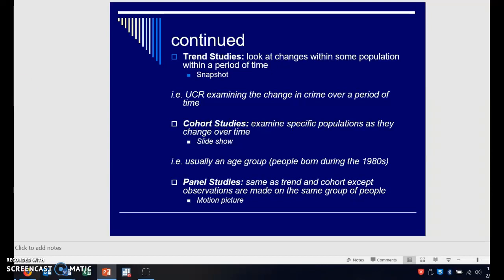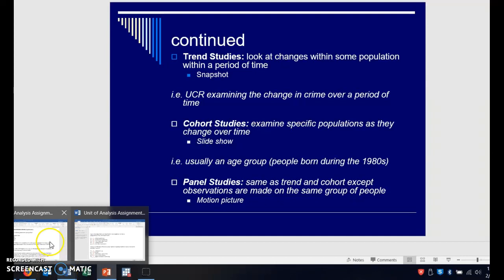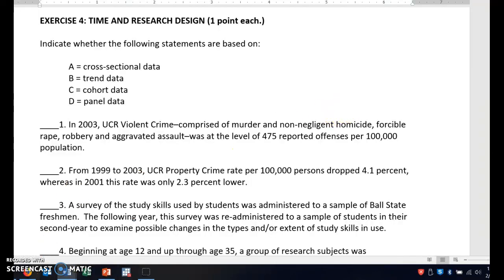We go back to our assignment and we look here at some of our choices. In 2003, UCR violent crime, comprised of murder and non-negligent homicide, forcible rape, robbery, and aggravated assault, was at the level of 475 reported offenses per 100,000 population. This is a snapshot in time. This is telling you exactly what the statistics were in 2003. So this is a cross-sectional study, or cross-sectional data.